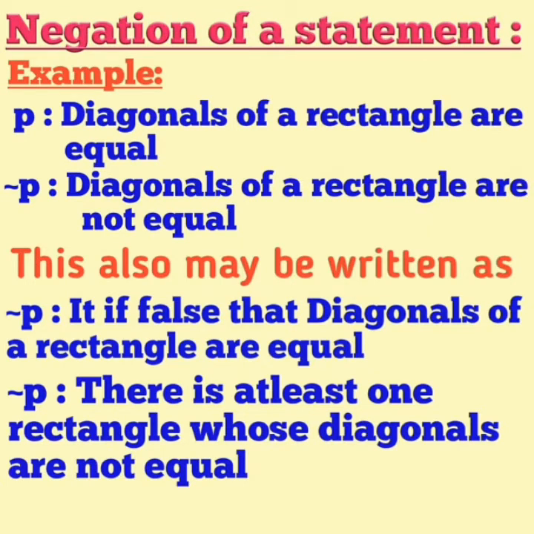Example: let P be diagonals of a rectangle are equal. Now the negation of P is diagonals of a rectangle are not equal. This may also be written as it is false that diagonals of a rectangle are equal, and can also be written as there is at least one rectangle whose diagonals are not equal.